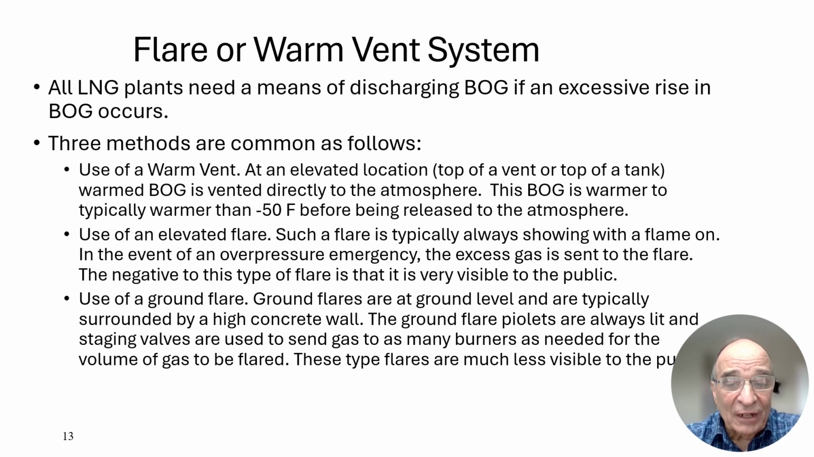Ground flares are at ground level and are typically surrounded by a high concrete wall. The ground flare pilots are always lit, and the staging valves are used to send gas to the many gas burners that are on the ground flare, depending upon the amount of volume that needs to be flared. So there may be 50 flares and maybe only 10 are in use during one flaring event. If the gas volume is more, it might go to 20 flares.